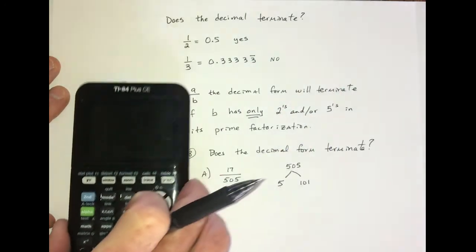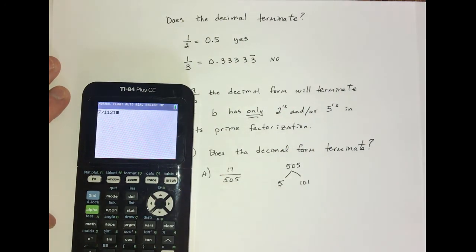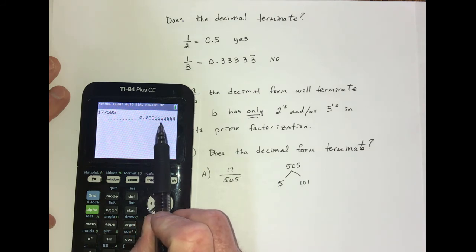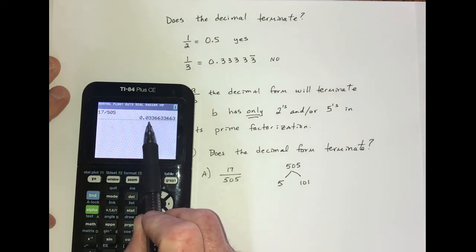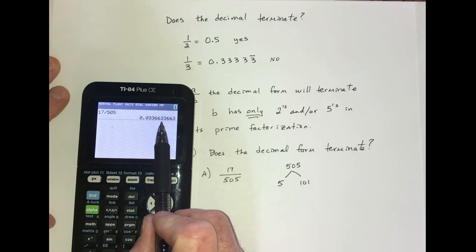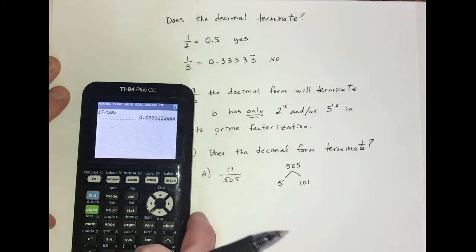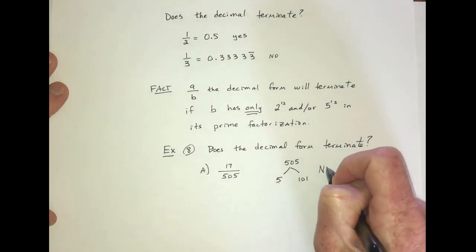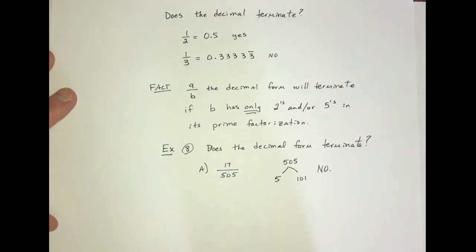So if we look at the decimal form of 17 divided by 505, you'll see that the decimal just keeps going and going. It looks like the pattern would be 3366, 3366, 3366. It's got a nice rhythm. So the answer is no, it does not terminate.